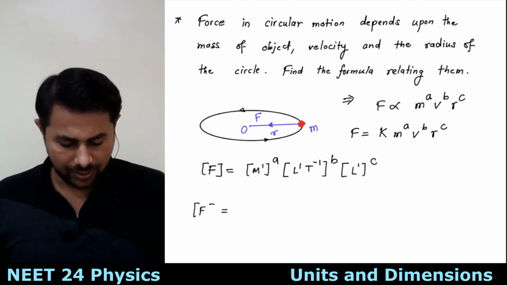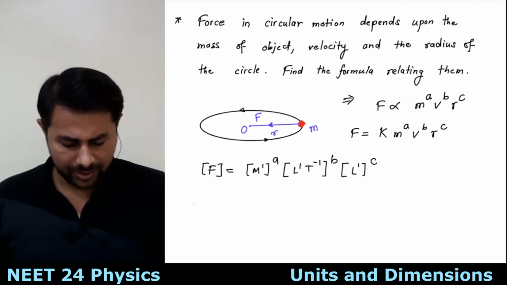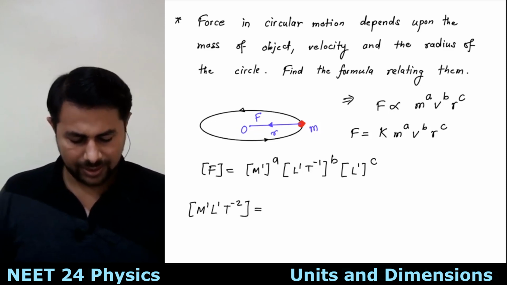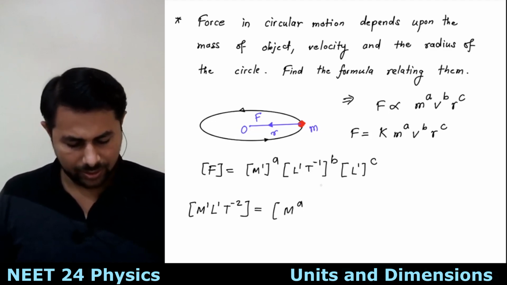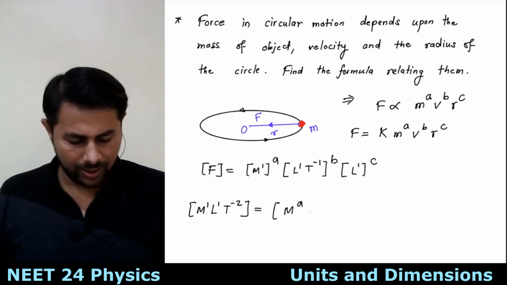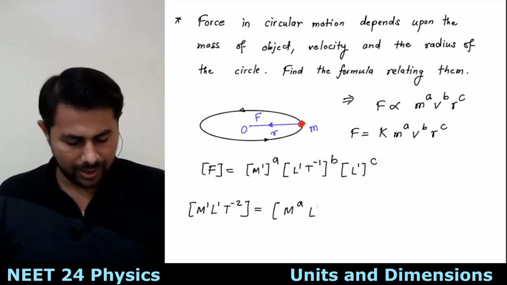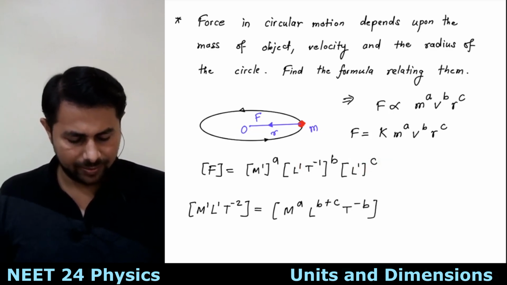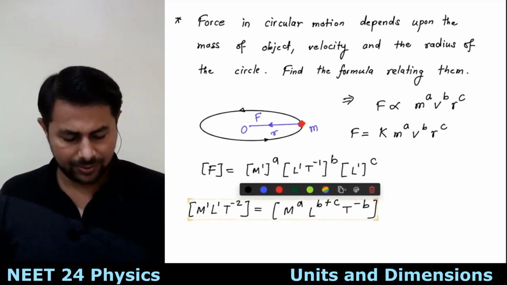Then you can write this as dimensions of F. Let me write dimensions of F. So it is M1 L1 T minus 2, and on the right hand side what do you have? You have M to the power a only, there is no M in these two terms. L to the power b plus c, and T to the power minus b. Okay, that's it. Then we should match dimensions on LHS and RHS. So let's do that.